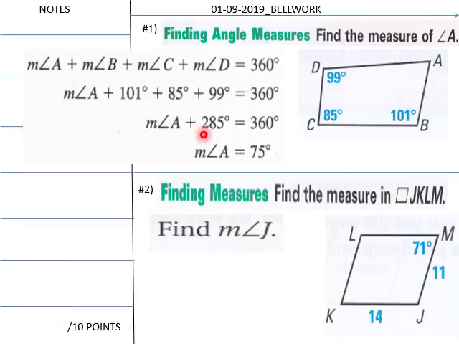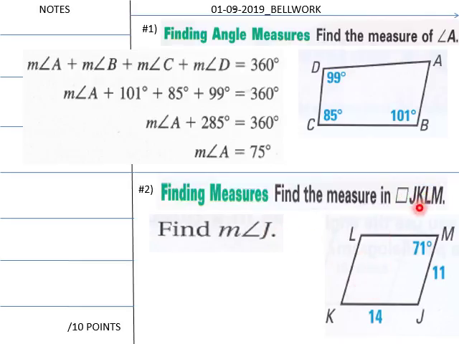Okay, welcome back. Here is the solution for number 1. The measure of angle A would be 75 degrees. We know the interior angles have to add up to 360 here. So we just use that fact to eliminate the other angles to show what angle A would have to be. And then down here, find the measure of J.